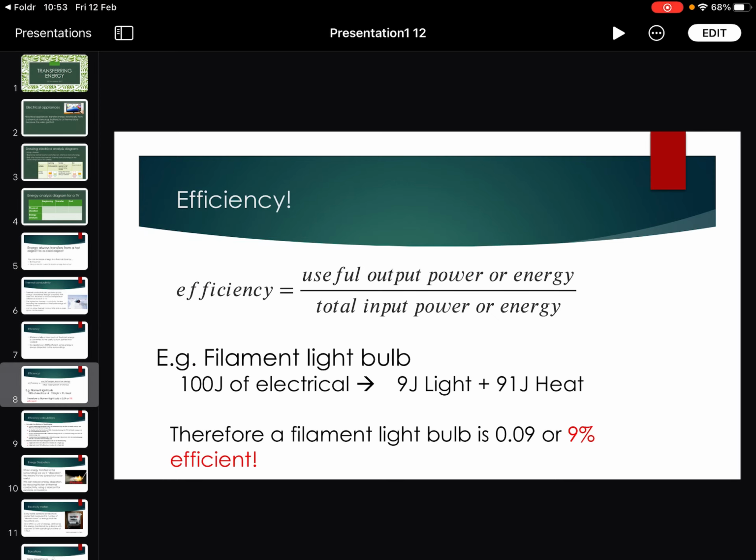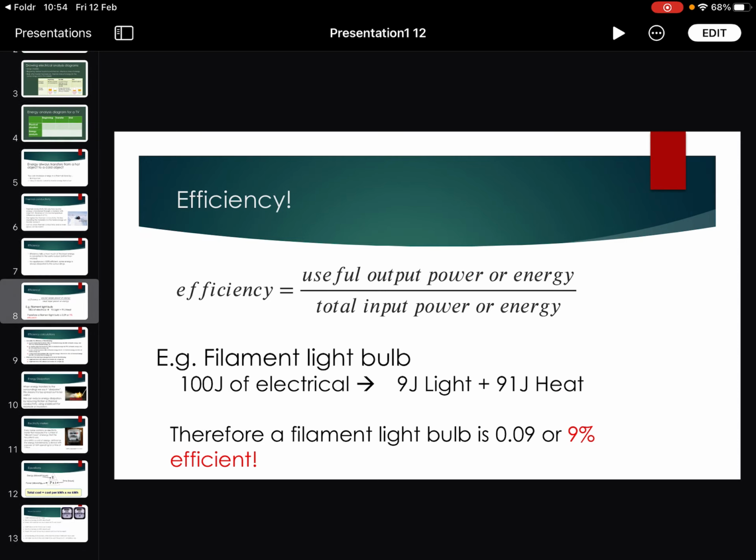So there is an equation. Efficiency is useful output power or energy over total input power or energy. Now, I, in the board sheet, just wrote useful over total. Okay, that's how I remember it. But obviously, it can be power or energy. Just be aware of that. So I've got an example here. Filament light bulb, 100 joules of energy.